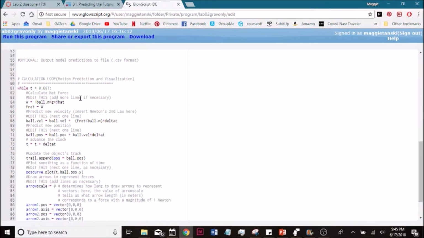We have set the while loop to start at t0 and iterate every 0.033 seconds until t equals 0.667 seconds. Within the loop, we define the weight of the ball to be the mass of the ball, times g, times negative j hat, because the weight, or the force of gravity, points down. In this case, the weight of the ball is equal to F net. We then use Newton's second law to determine the new velocity of the next iteration and the new position of the next iteration. When we run the code, this is what we see.